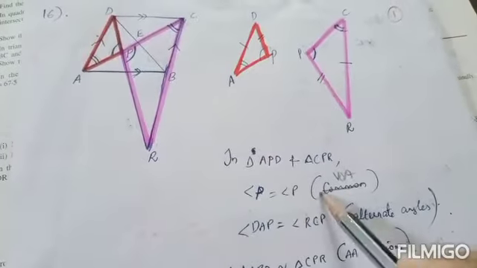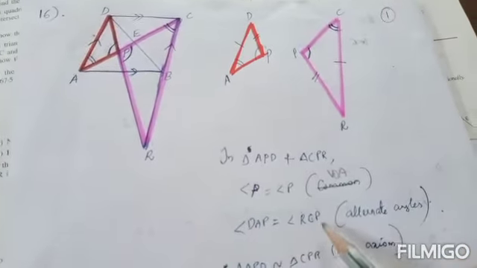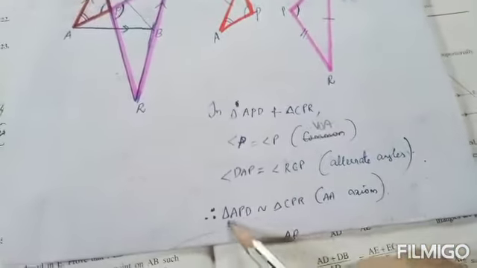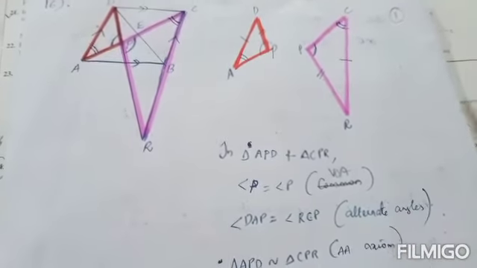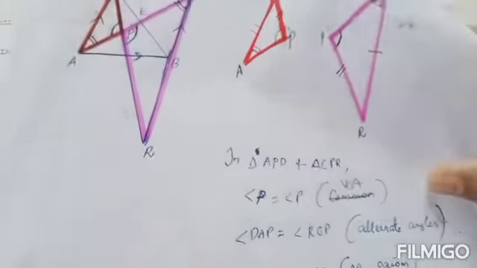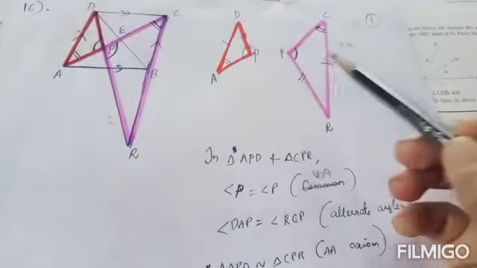Angle P equals angle P, vertically opposite angles. Then angle DAP equals angle RCP, since they are alternate angles. Therefore, we can say triangle APD is similar to triangle CPR by the AA axiom. So if two triangles are similar, the ratios of corresponding sides are equal.